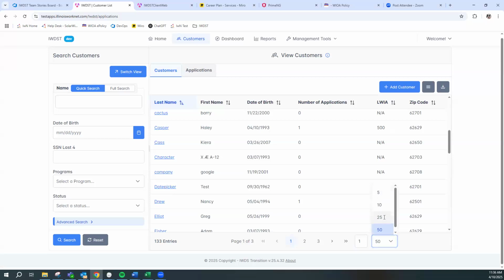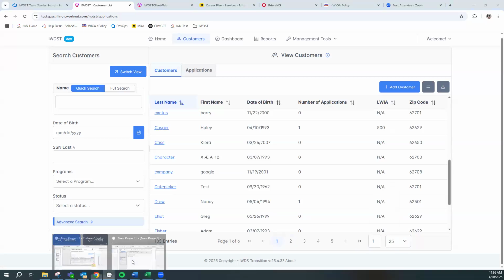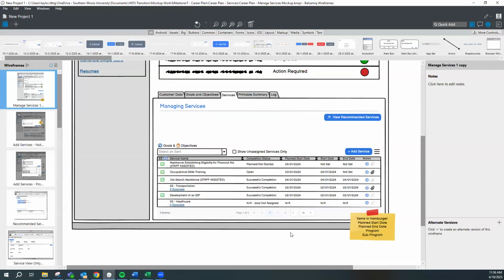For me, I don't know that we would need any more robust filtering for this specific one, because what I like to see is all of the services. I do like the order that Crystal was talking about, having the open and then the completed, planned or whatever, that sequential order.